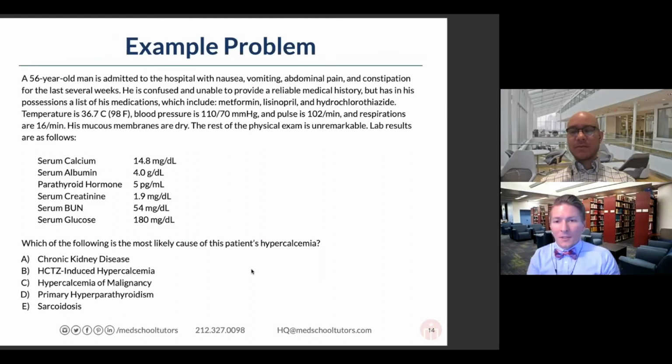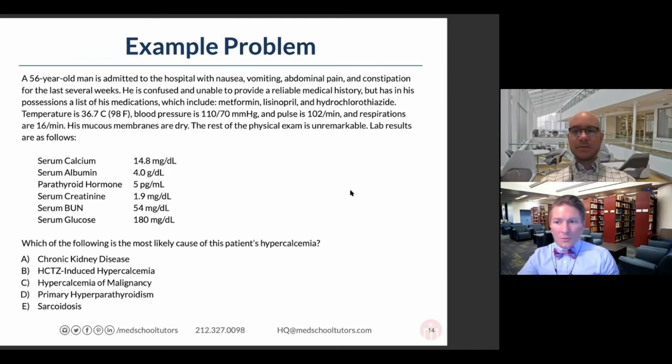So we have a 56-year-old guy who's admitted to the hospital with nausea, vomiting, abdominal pain, and constipation for the last several weeks. He's confused and unable to provide further reliable medical history, but has in his possession a list of medications, which include metformin, lisinopril, hydrochlorothiazide. His temperature right now is non-febrile.